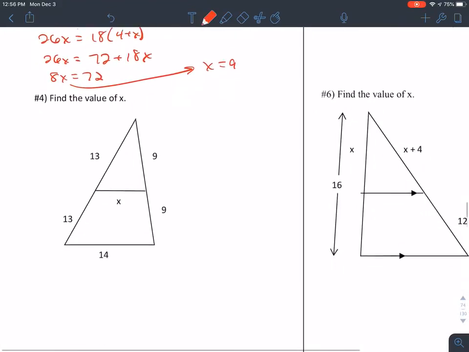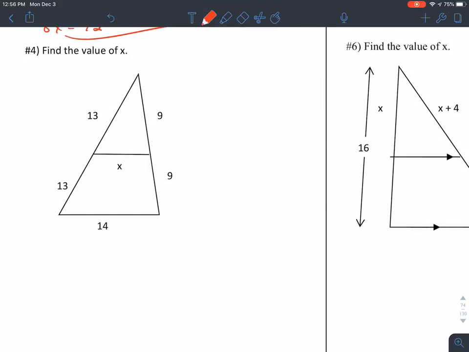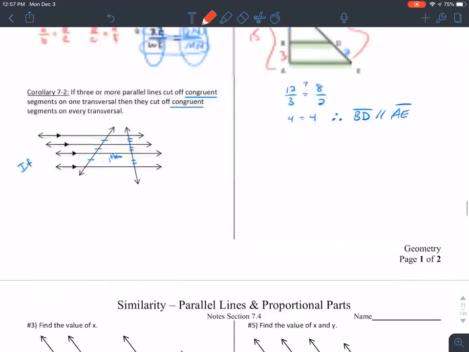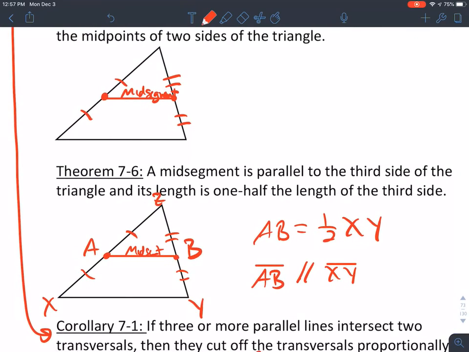Number 4. Find the value of x. Now this problem is actually incredibly simple if you know your theorems. We had a theorem on the front of our notes, Theorem 7.6. I'm going to call it the mid-segment theorem. Probably would have been smart to do that. Let's go back in our notes. Let's call this Theorem 7.6. Let's call it the mid-segment theorem.